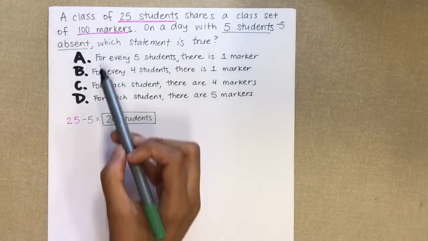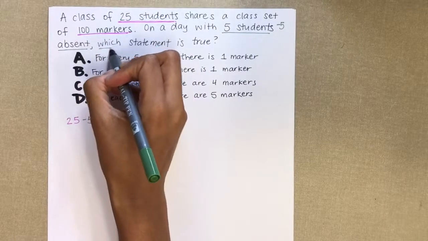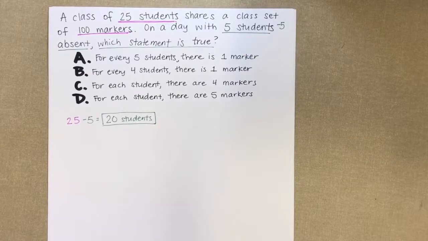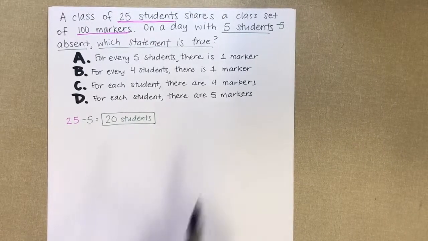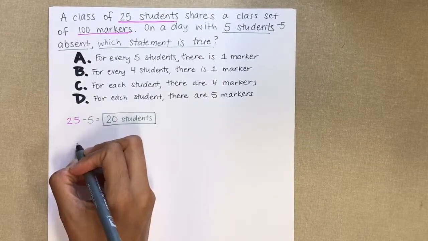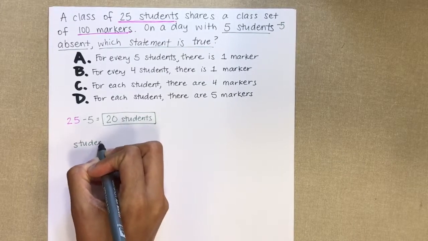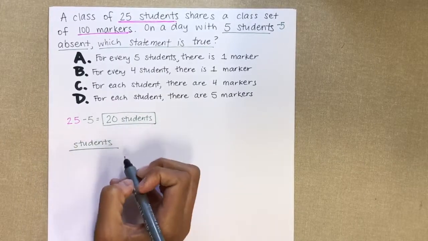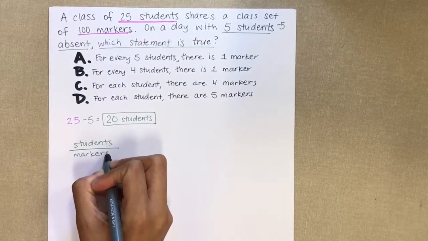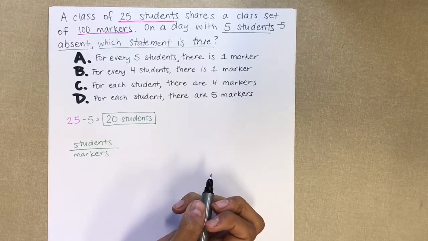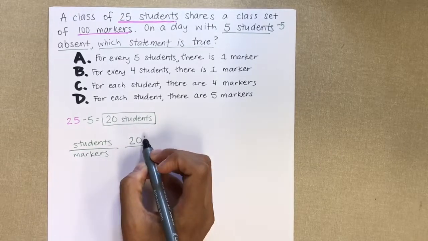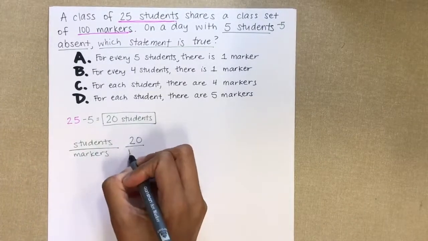So now we need to figure out which statement is true. I'm going to underline this because it's our problem. Which one is true? All right, so let's set up a ratio. We've already figured out that there are 20 students in our class. So we know that our units are students and our other unit is markers. So now we have students to markers. Well, there are 20 students, and those students are sharing 100 markers.